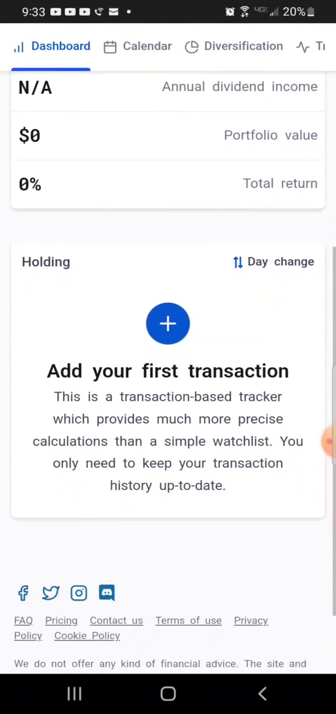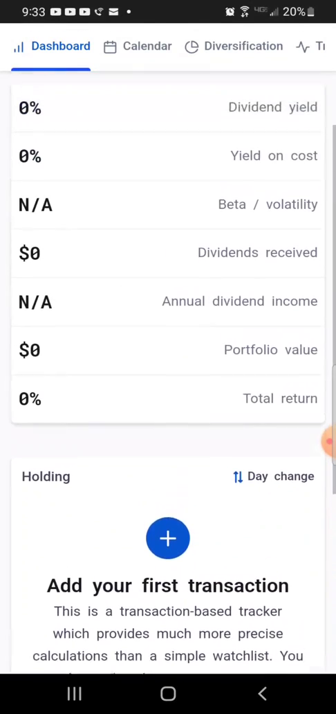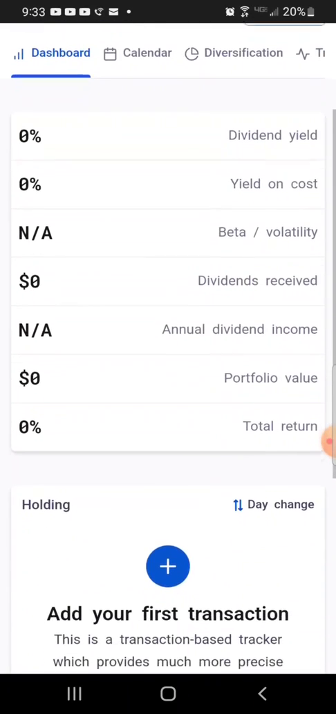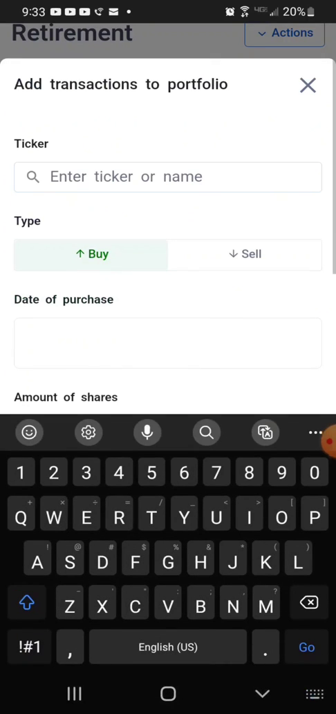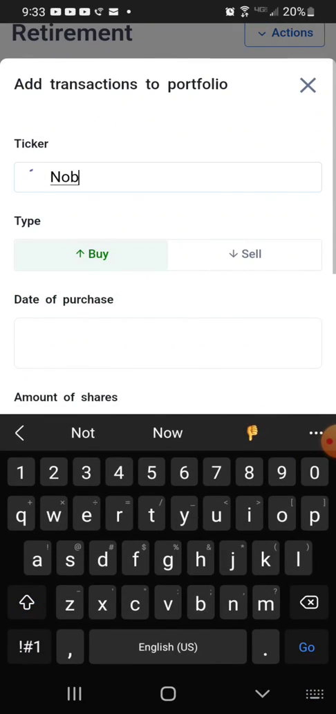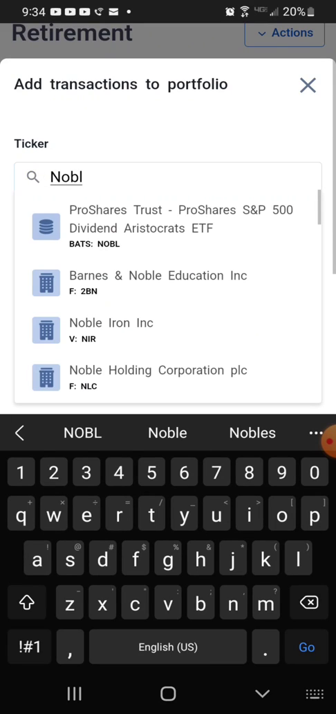So first off, I'm going to be adding a Dividend ETF that I think is pretty dope. And that ETF is one that I hold in my retirement portfolio, and that is NOBL. So I'm going to put NOBL. You see it, ProShares Trust, S&P 500 Dividend Aristocrat ETF. So this ETF solely invests in Dividend Aristocrats. It's an ETF that's just invested into aristocrats. If it's not an aristocrat, it's not in this ETF.